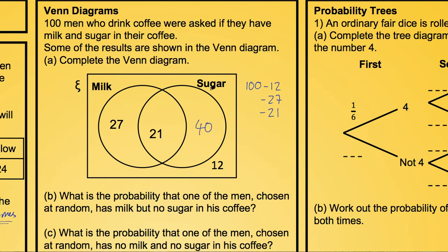So that's the Venn diagram completed. All we ever need is each section to be labelled. So, always remembering that the outside of the circle also needs to be labelled. Even if it's 0, you would put a 0 in there to make sure that everything is accounted for.